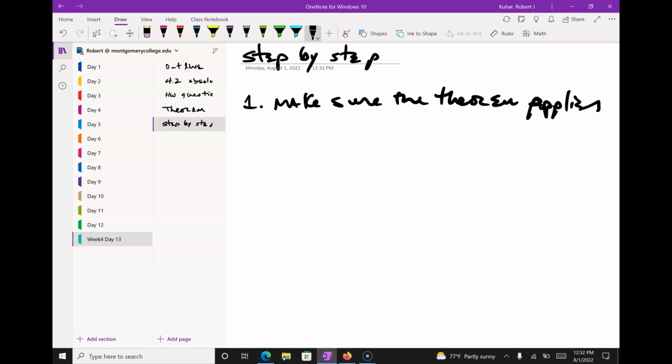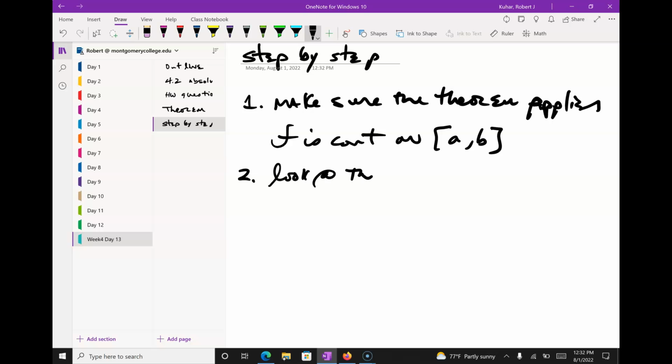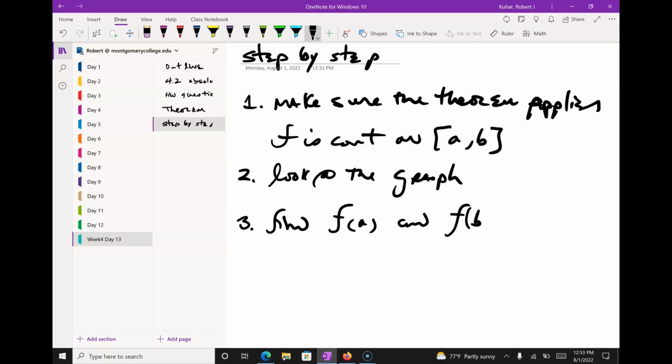And how we do that, make sure it's continuous and make sure it's a closed interval, right? So that should be obvious. We want to look at the graph. And of course, we're going to use our restrictions in the graph with Desmos, right? We want to find the heights, find f of a and f of b. So we're going to find the height at the endpoints, right?